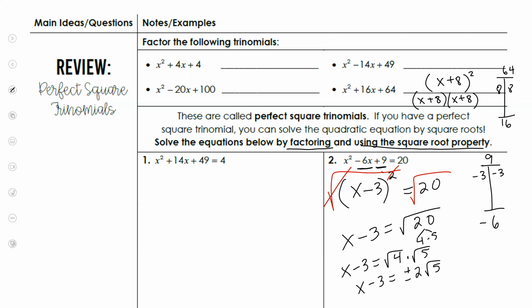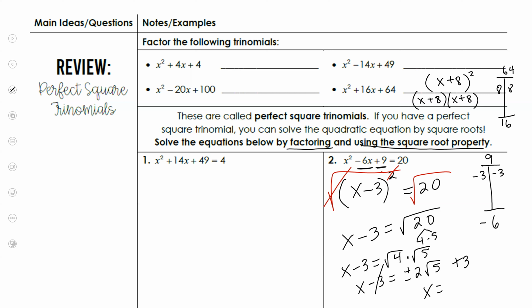And we're almost done. We just need to get this x by itself. Yep, we're going to add 3 to both sides. So I'm just going to cross that out and add 3 to here. So that is my final answer. X equals plus or minus 2 square roots of 5 plus 3. That is my answer. All right, so you guys can do number 1, similar process as number 2.